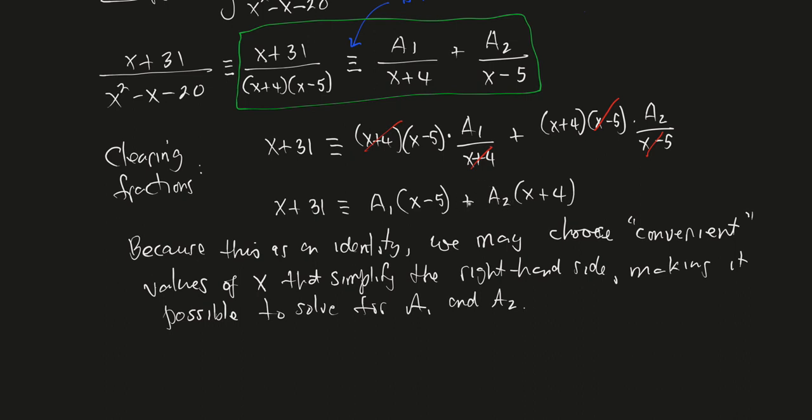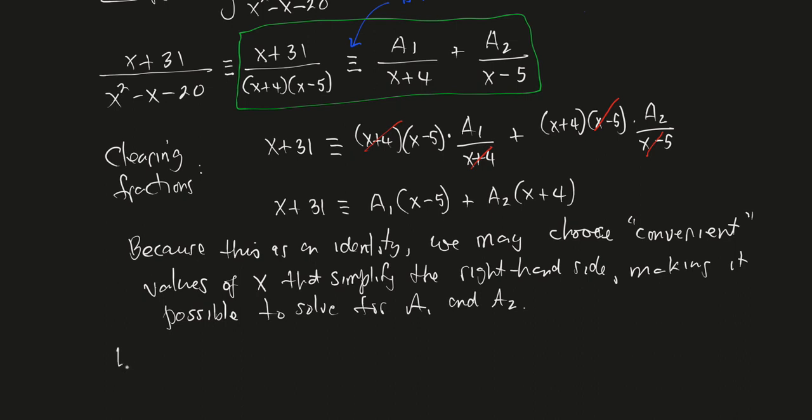See, right now there are two unknowns. But because it's an identity and I have the ability to plug in any values of x I want, because it's not going to change the truth value of the statement, I can pick any values of x that I identify as being convenient. Convenient in the sense that they will eliminate one of the terms, or maybe more of the terms. What if we had more terms over here?